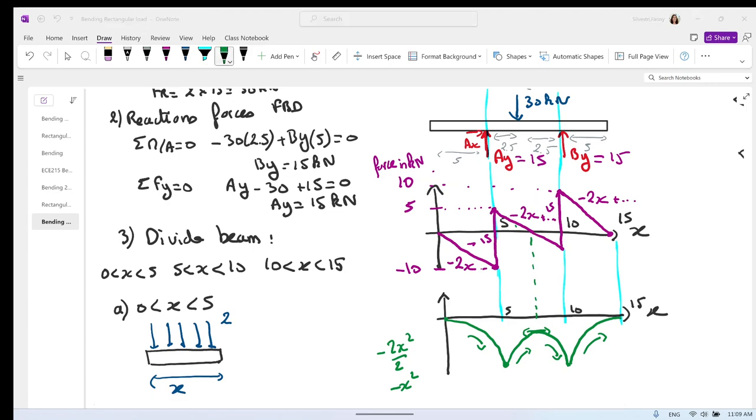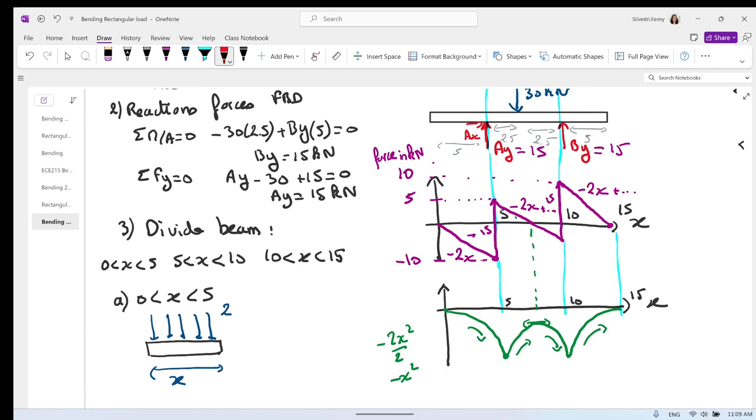So this is what we know, and now what we don't know and need to find are the internal forces. So when we cut to the right, Vx is down, Nx is always outside, and Mx is positive.